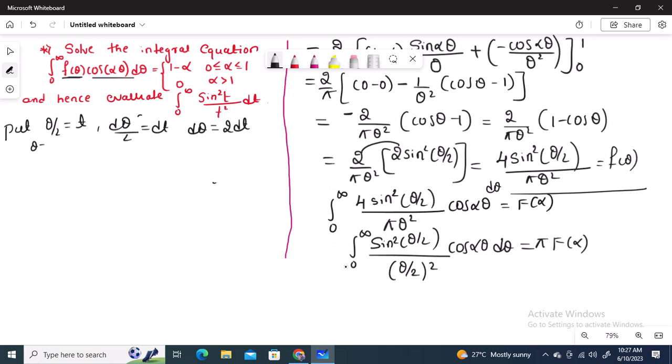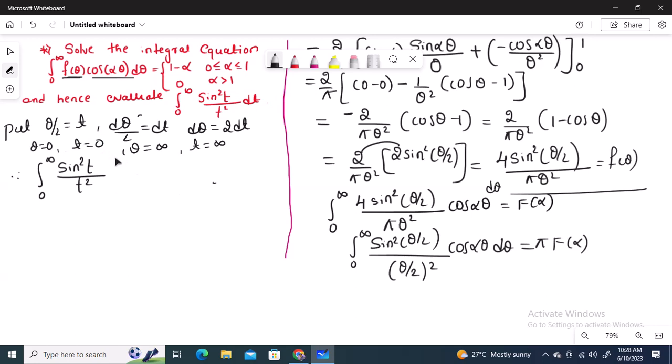When θ is 0, t is also 0, because 0 by anything is 0 only. So when θ is infinity, t is also infinity. Why? Because infinity by something is infinity only. So t again varies from 0 to infinity only. Therefore, if I substitute all this, so what happens? It is integral 0 to infinity sin² t by t². θ/2 is replaced by t. And cos αθ dθ is there.